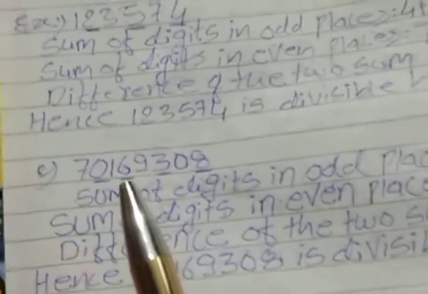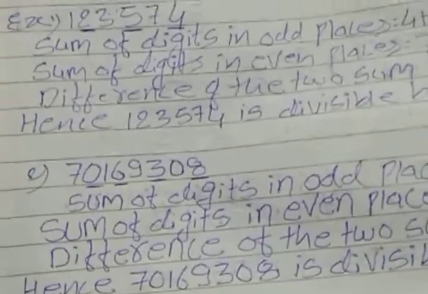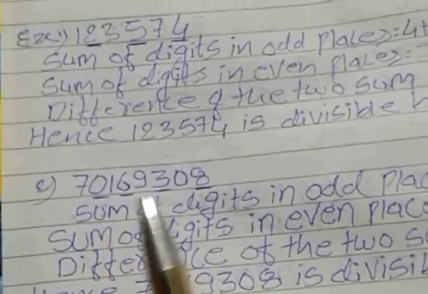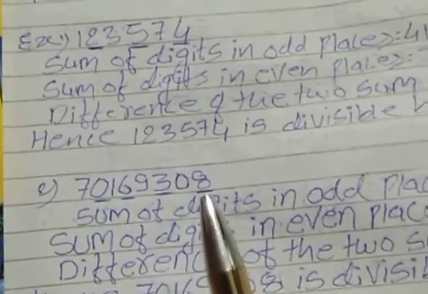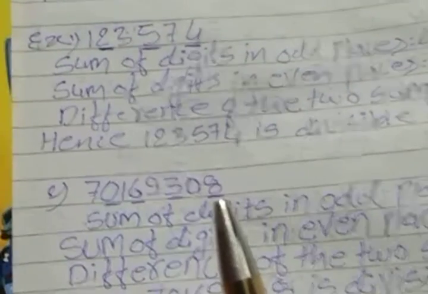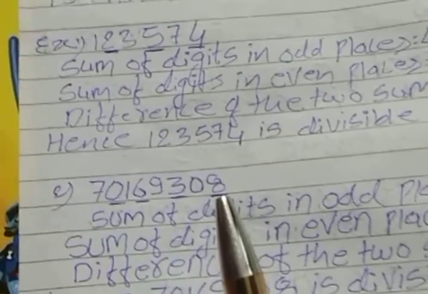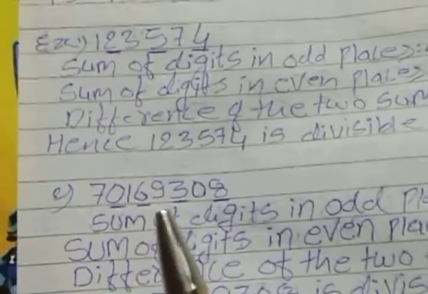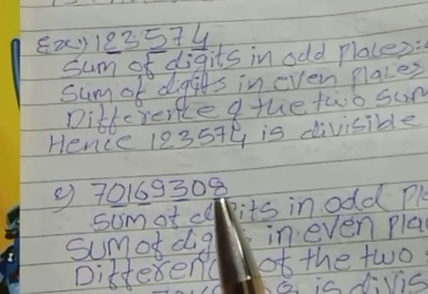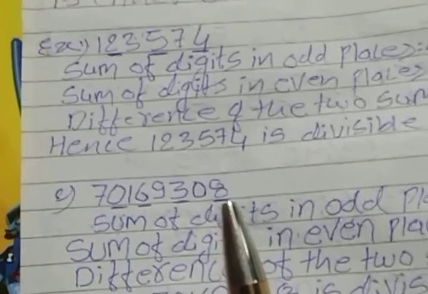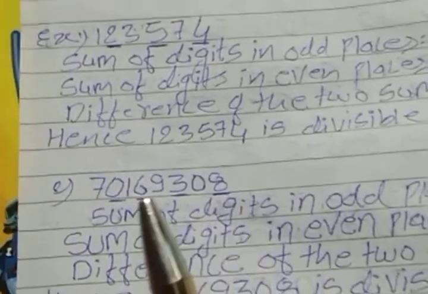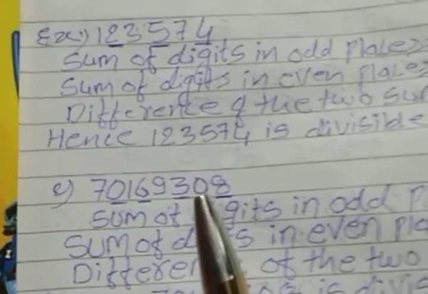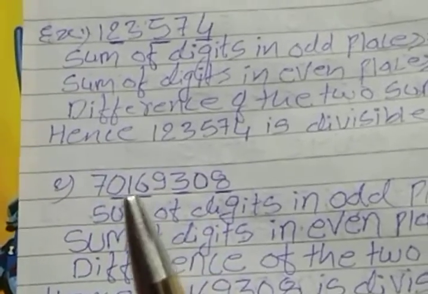Here I have taken a number. The number is 7 crore 1,69,308. So which are the odd places digits? The odd places digits are 8, 3, 6 and 0. I put an underline below the digits that are the odd places digits. And the even places digits are 0, 9, 1 and 7.